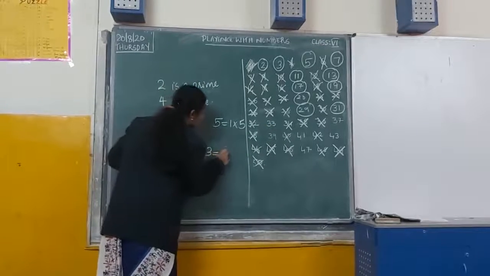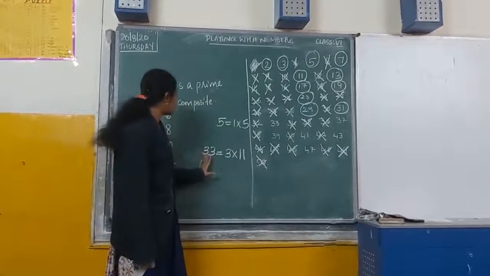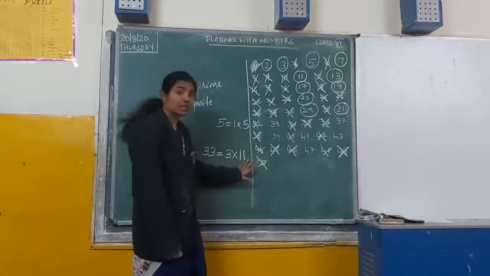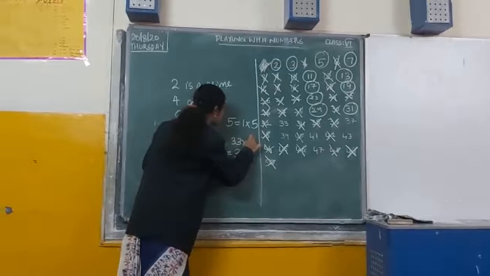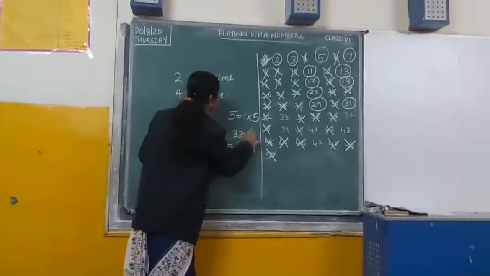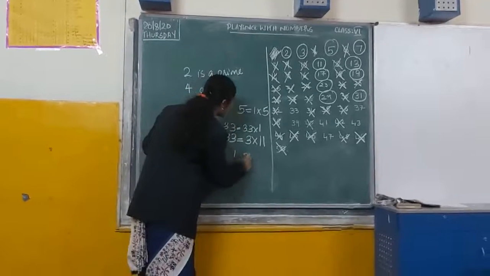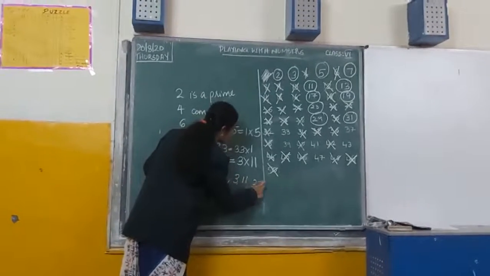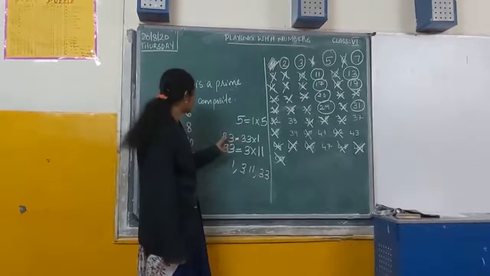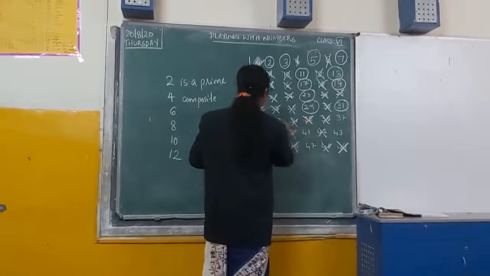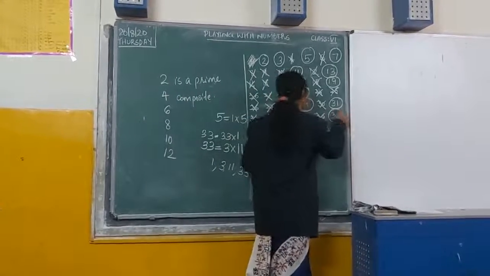What about 33? That one is a prime number or a composite number? 33, you can write it as 3 multiplied by 11. That means you can write 33 as 33 multiplied by 1. So the factors of 33 are 1, 3, 11, 33. So this number has more than 2 factors. So 33 is a composite number. So cancel it. Next 37, that is a prime number.